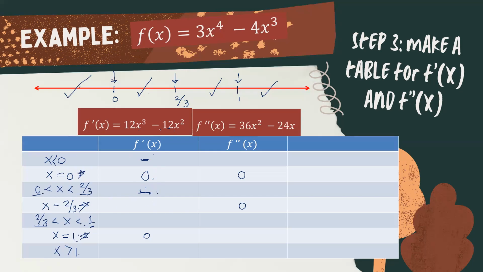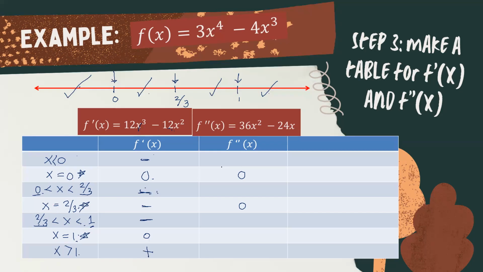Now for x equal to 2/3, you have 12 times 8, that will be 96 over 27, 96 over 27 minus 12 times 4 is 48 over 9. So again, mas malaki yung sinasubtract. So this is again negative. Okay. Tapos dito, you can verify that this will again be negative. Tapos pag x greater than 1, we can have 2 there. And this will now be positive.